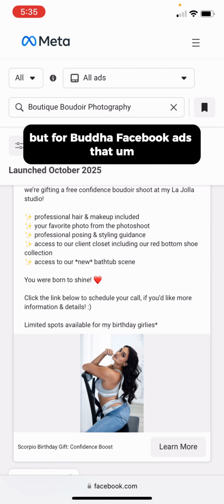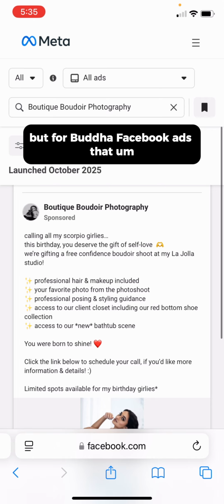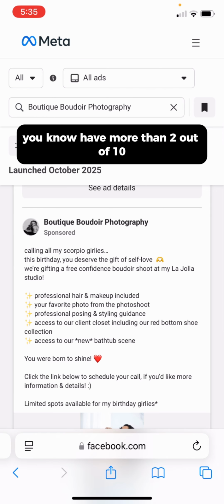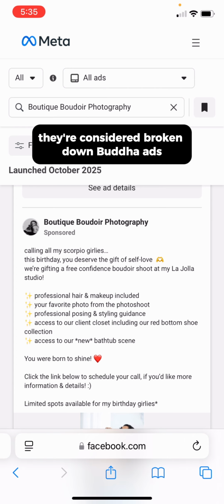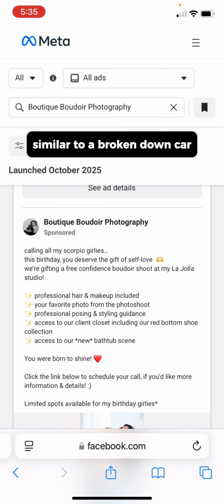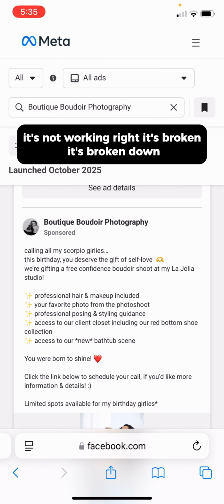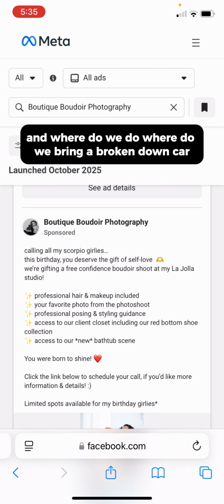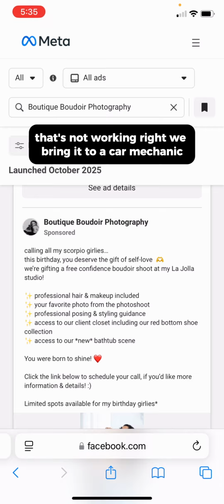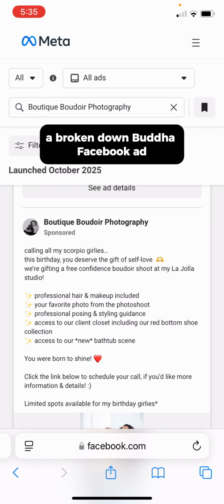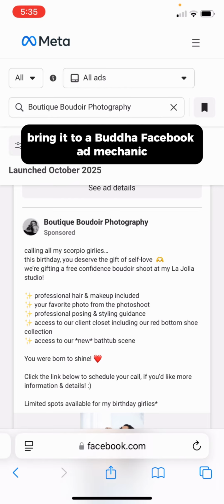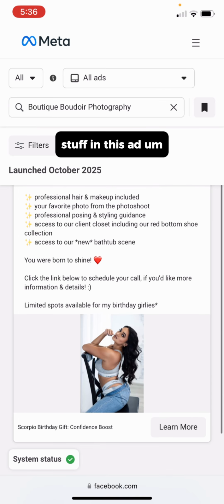But for boudoir Facebook ads that have more than 2 out of 10 mistakes, they're considered broken down boudoir ads, similar to a broken down car. So what does that mean? It's not working right, it's broken down. And where do we bring a broken down car that's not working right? We bring it to a car mechanic. So where do you think we bring a broken down boudoir Facebook ad? Bring it to a boudoir Facebook ad mechanic. So I've got a boudoir Facebook ad mechanic offer to fix stuff in this ad.